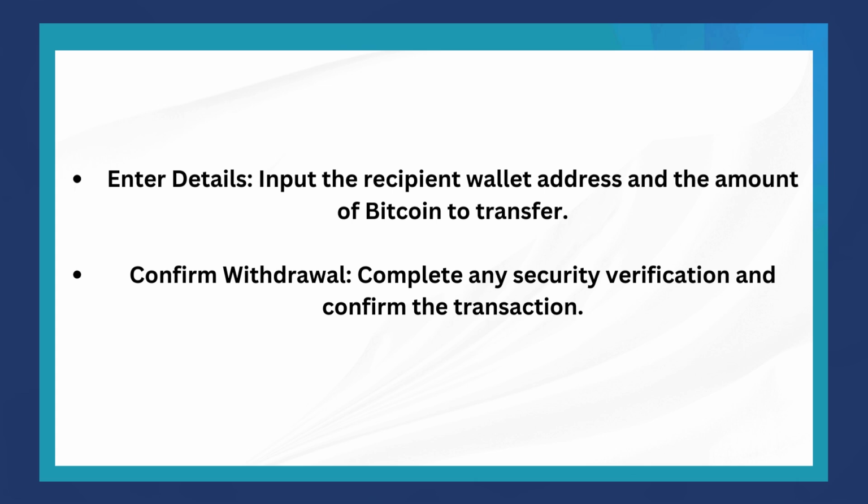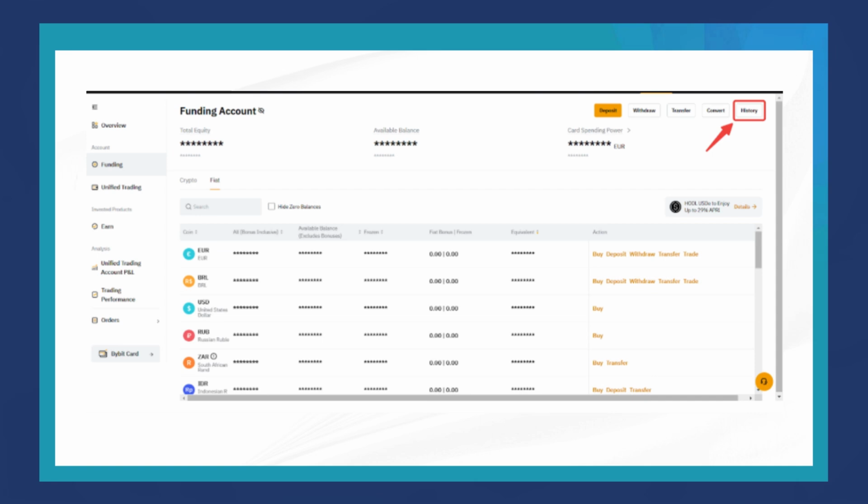You can also check your history in the funding account by going to your funding account and clicking on history. You can select history and check if the withdrawal was successful.